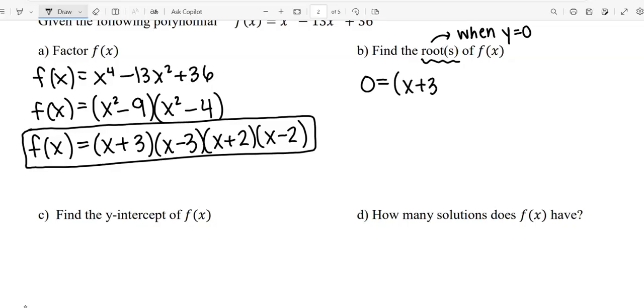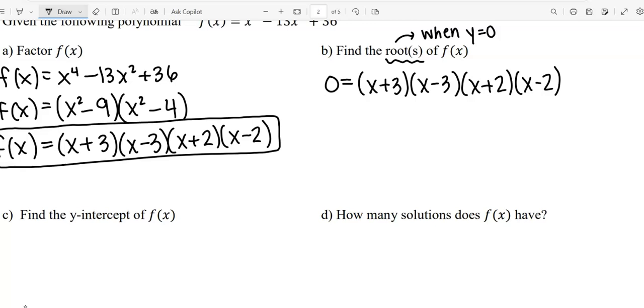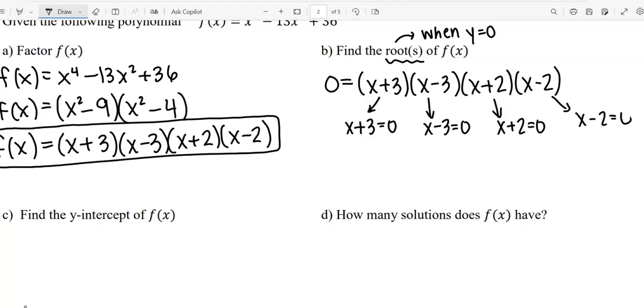Zero product property. And so we've got x plus 3, x minus 3, x plus 2, and x minus 2. For each of these, they're going to be equal to 0. So x plus 3 equals 0, x minus 3 equals 0, x plus 2 equals 0, and x minus 2 equals 0. How many answers are we going to get? 4 of them, okay? For this one, I'm going to subtract 3 from both sides. I get negative 3. This one, I'm going to add 3 to both sides. I get 3.